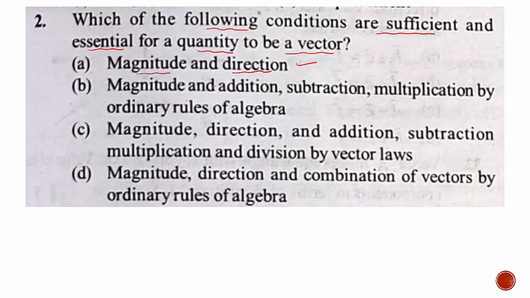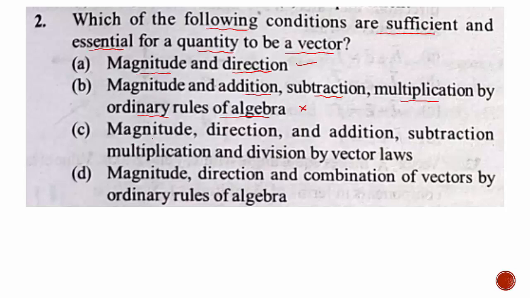Yes, it is right. Second option, magnitude and addition, subtraction, multiplication by ordinary rules of algebra. Remember, for vector quantity, ordinary rules of algebra are not possible. For example, a plus b whole square equal to a square plus b square plus 2ab. These are the ordinary rules of algebra. These rules are not sufficient for vector quantity because in vector quantity we have to consider both magnitude as well as directions. So here this is not the proper rule.